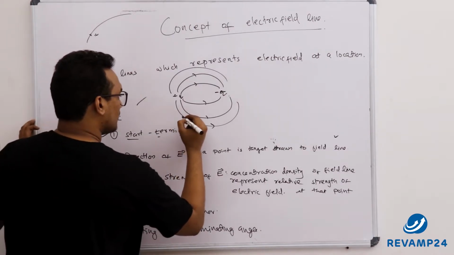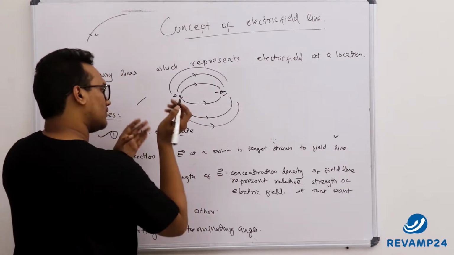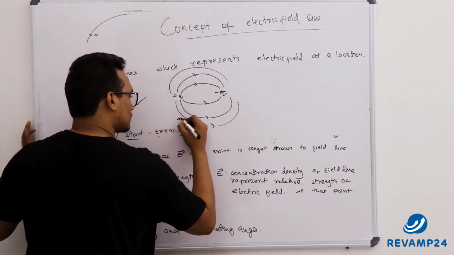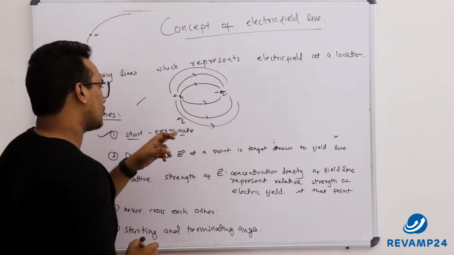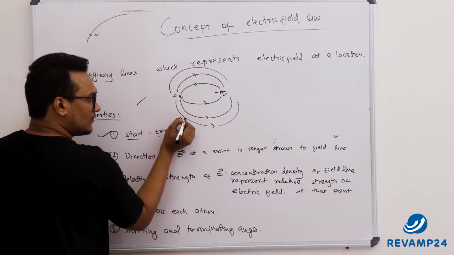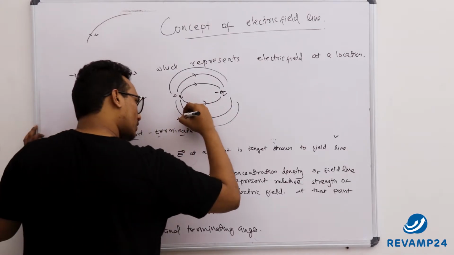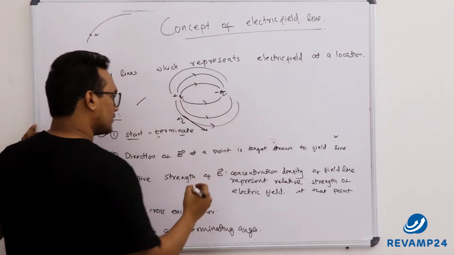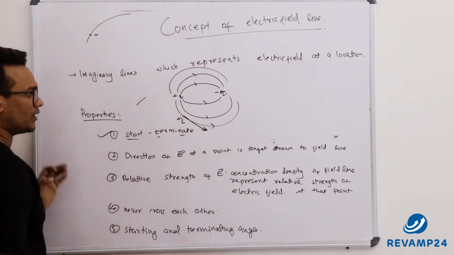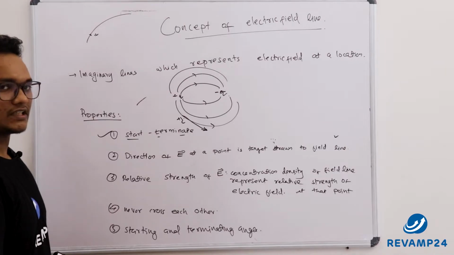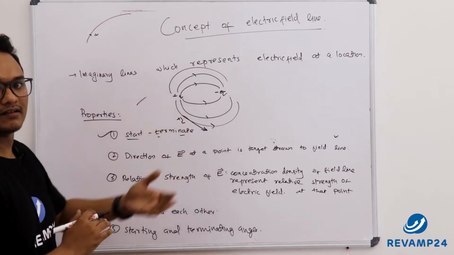I am keeping a plus 2 coulomb here, or let's say plus 1 coulomb itself. Okay, plus 1 coulomb here. Now to get the direction of electric field line, just keep the charge here and draw a tangent to this point. Then that will be the direction of movement of positive 1 coulomb. That is nothing but electric field line.